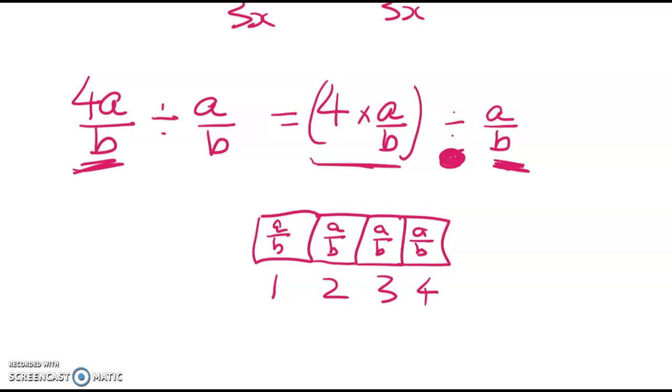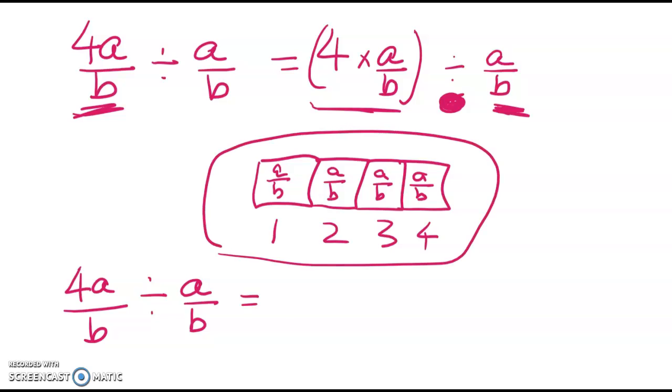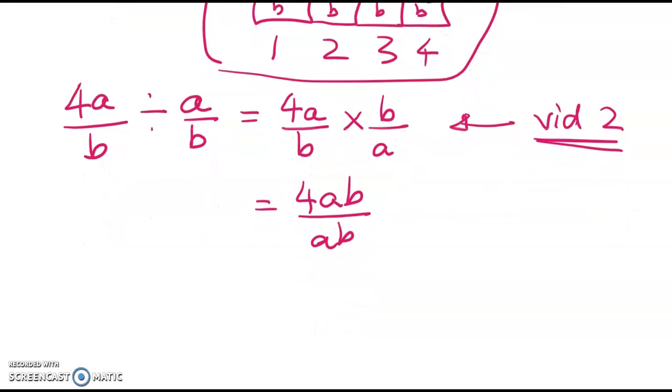So now let's look at how we get there in a more algorithmic and boring way. So 4a over b divided by a over b. Well, back when I did division with ordinary fractions, we learnt, probably from starting out something like this, that a shortcut was to do the following. We take 4a over b and we multiply it by b over a. So that gives me 4ab over ab, right? So if you're not comfortable with that, you need to go back and look at video 2 where I did multiplying. So 4ab over ab gives me 4.